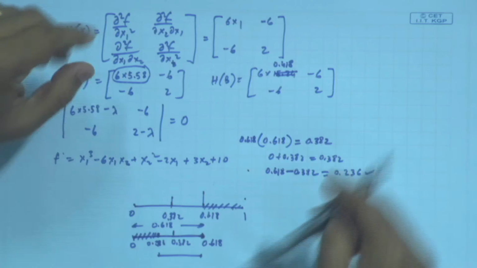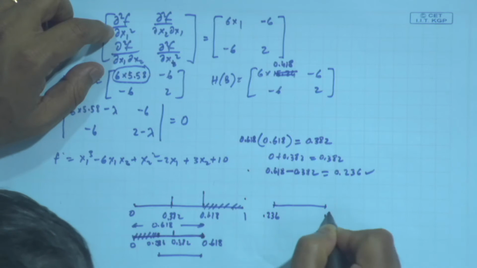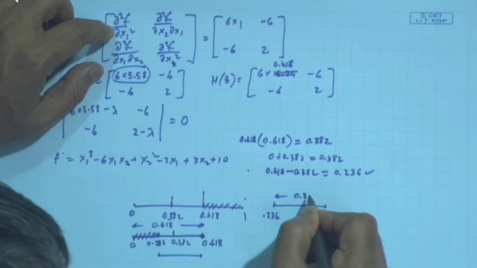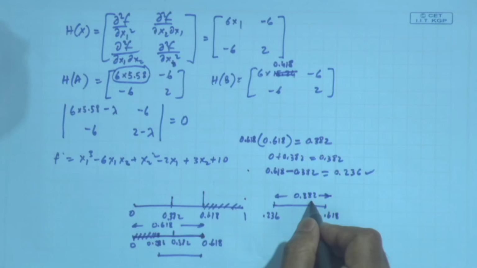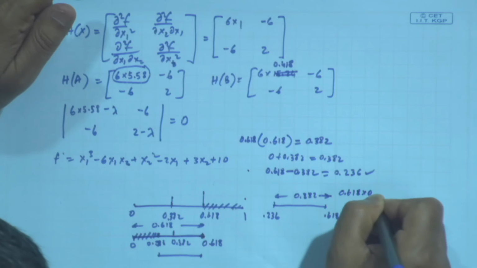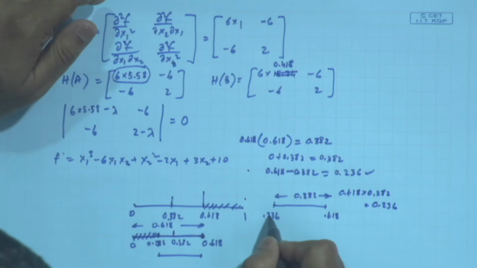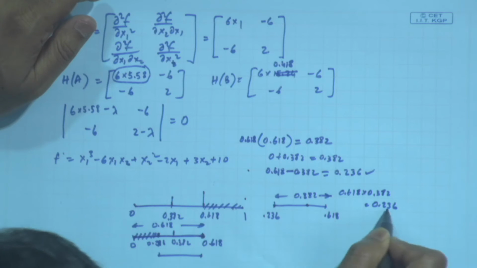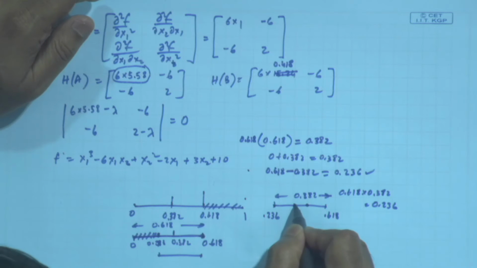Is that clear? Okay, third range, what is the third range? Here we have 0.236, here we have 0.618. So what is the difference? 0.382, right? Okay. Now 61.8% of 0.382, how much is that? Can somebody tell me? 0.618 times 0.382. 0.236. So you will go 0.236 from either end. So add 0.236 to 0.236 to get the point from here, and subtract 0.236 from 0.618 to get to the other point.